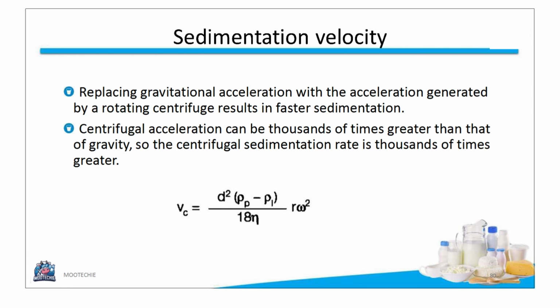The sedimentation velocity is dramatically increased in a centrifuge. By replacing gravitational acceleration with centrifugal acceleration, which can be thousands of times greater, the sedimentation rate becomes thousands of times faster. The formula for centrifugal sedimentation velocity is v_c equals d squared times the quantity (ρ_p minus ρ_L) divided by 18 times eta, all multiplied by r times omega squared.